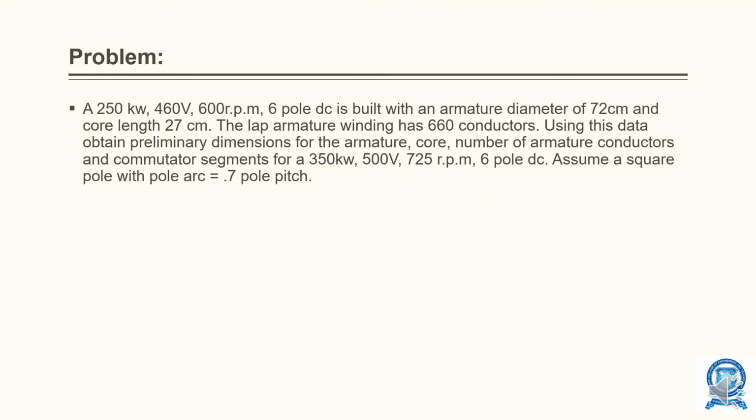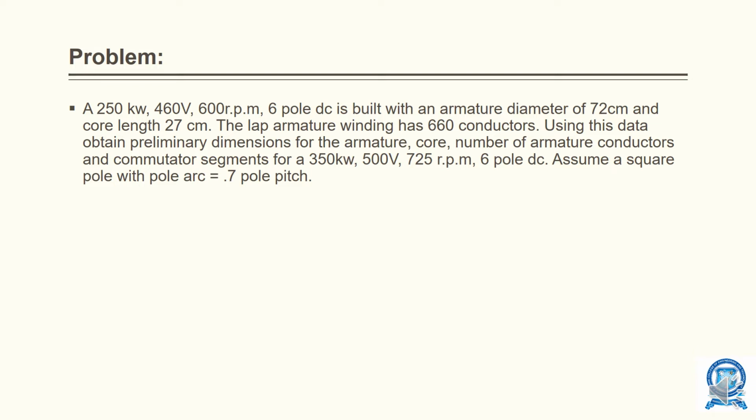A 250 kilowatt, 460 volt, 600 RPM, 6-pole DC machine is built with an armature diameter of 72 centimeter and core length of 27 centimeter. The lap armature winding has 660 conductors. Using this data, obtain a preliminary dimension for armature core, number of armature conductors and commutator segments for a 350 kilowatt, 500 volt, 725 rpm, 6-pole DC machine. Assume a square pole with pole arc equal to 0.7 of pole pitch.